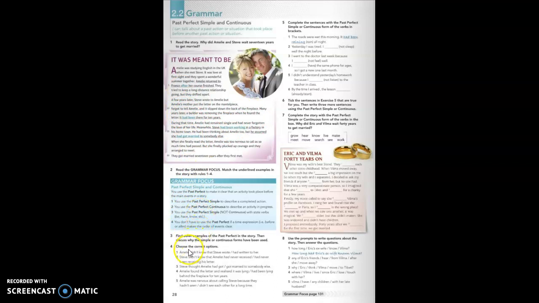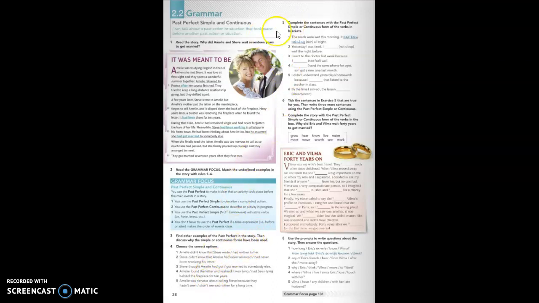Okay. Number 4, choose the correct options. When you don't understand these types of exercises, try with the first option first, and then you try with the second. For example, number 1, Amelie didn't know that Steve wrote or had written to her. So what happened first? That Steve wrote or that he had written to her? What was it that she didn't know? Amelie didn't know that Steve had written to her. That is the correct answer. Had written. You finish number 4.